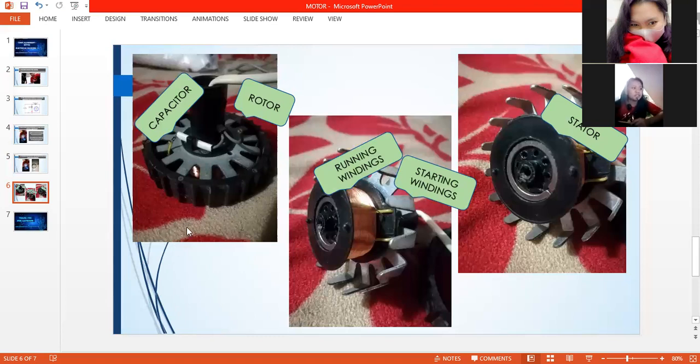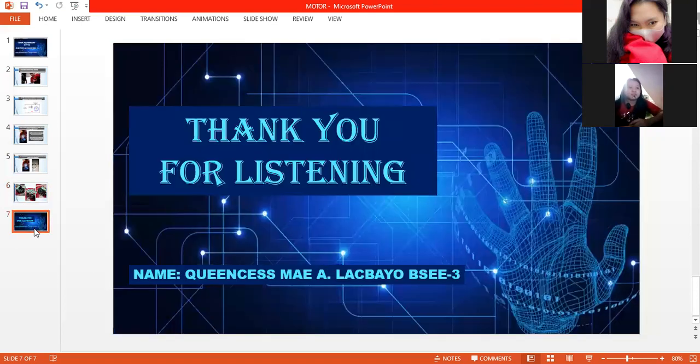And the next is the capacitor. As I've said earlier, the capacitor is the one responsible for the starting of our motor. And this motor helps our ceiling fan to rotate, and the ceiling fan will produce cool air that relaxes the people in the specific area, or in a room.